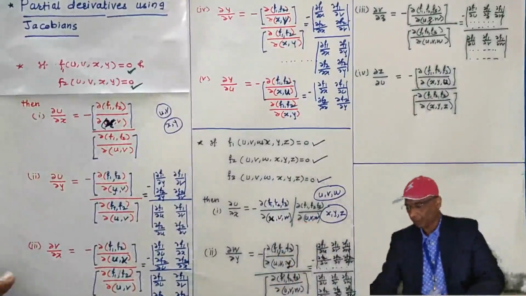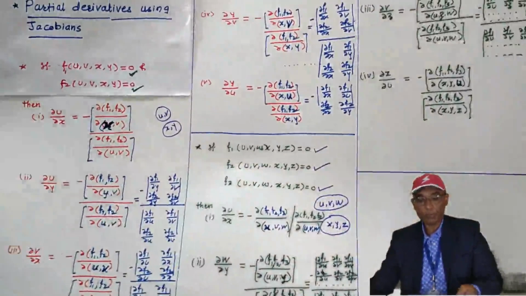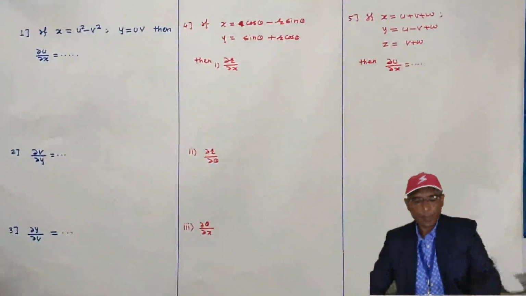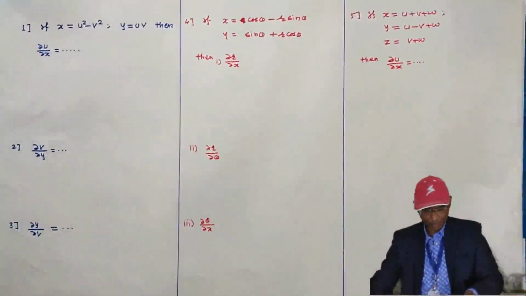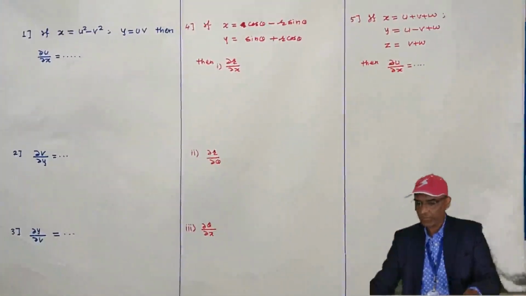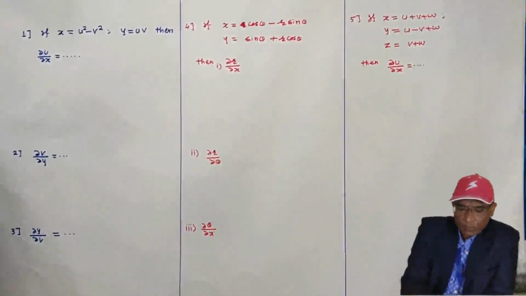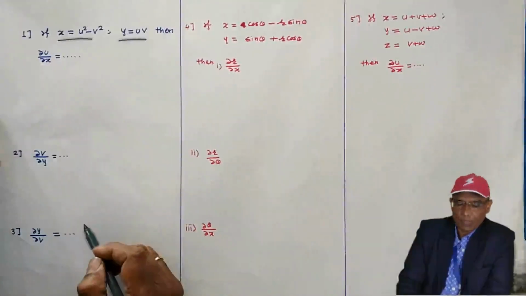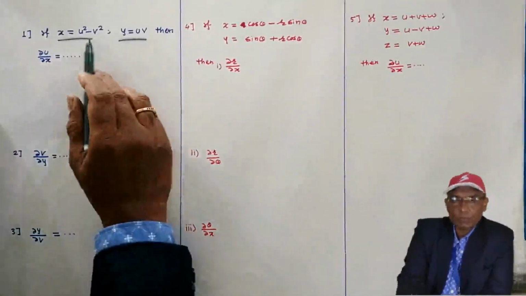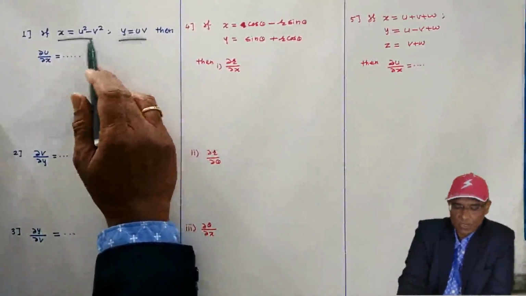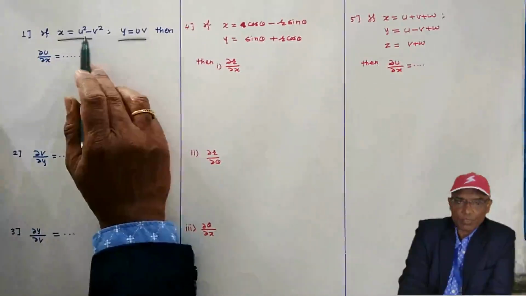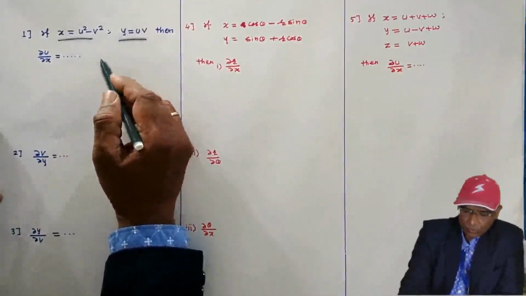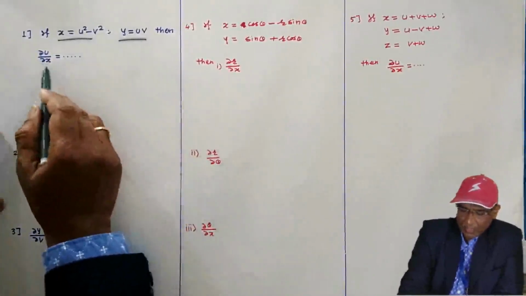Now, the problems on this topic: how to find partial derivative using Jacobian. Here we have two functions, x equal to u square minus v square, y equal to uv. These functions may be explicit or implicit functions. Here x and y are explicit functions of u and v. You may be given implicit functions also. Now, what to do? This del u by del x I have to find.